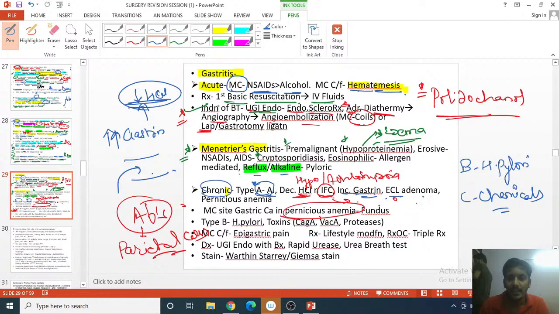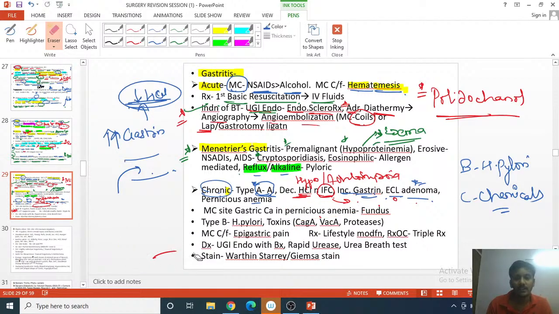Then there would be enterochromaffin cell like adenoma. So ECL cells जो होते हैं, they would undergo hyperplasia and finally adenoma, and lastly pernicious anemia as explained.